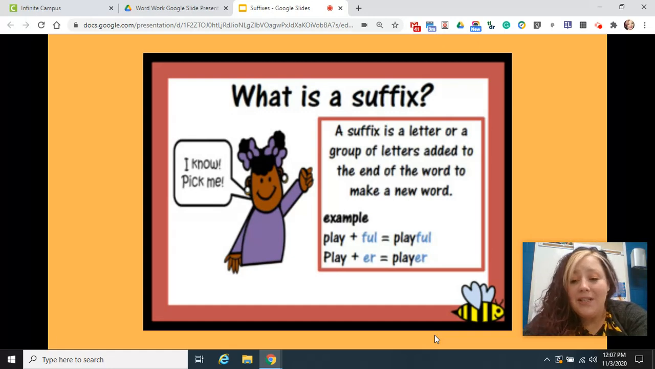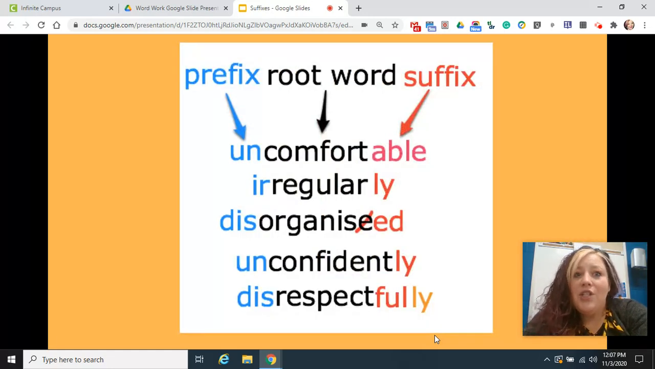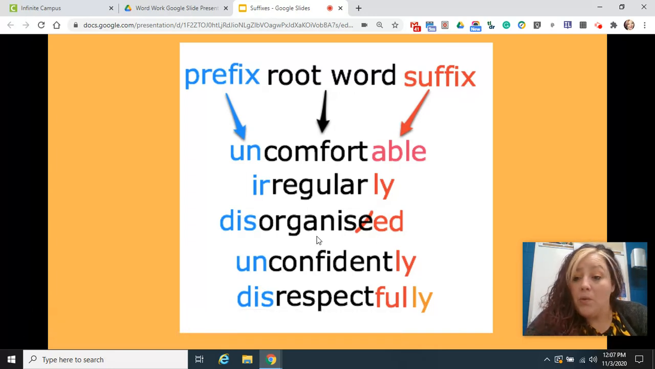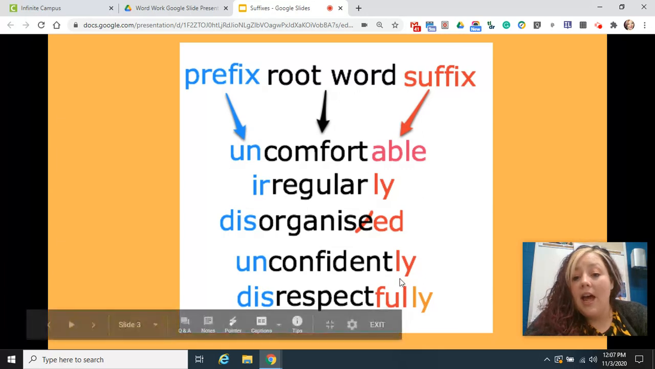So, let's take a look at some of them. This shows us a little bit about where we would find a suffix. A suffix is going to come at the end of a word. Sometimes you'll see a prefix, like we have here, and those are at the beginning of the word. And then we have our root word, and that's just our base word, the word that we would read just by itself. And then we're looking today at suffixes.